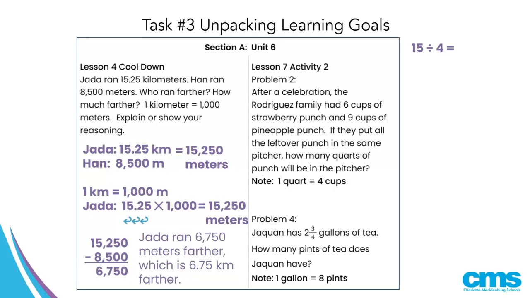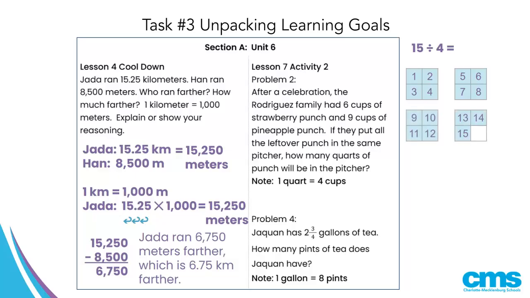We can also solve this by drawing out fourths until we have 15 fourths, which will be 3 wholes and 3/4 of another whole. Or we can record it as an improper fraction 15/4, since we know the relationship between division and fractions now, and then find the value. Either way, it's going to be 3 3/4. In problem 4, we see that Jaquan has 2 3/4 gallons of tea. We are converting into pints. We see in the problem 1 gallon equals 8 pints.